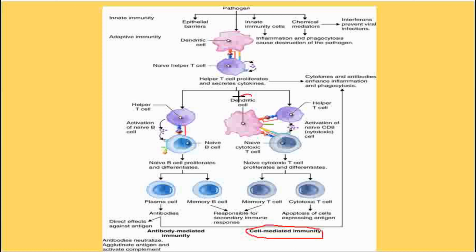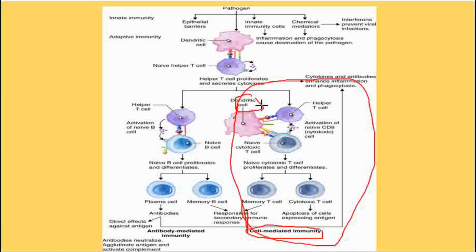See, from this picture, this is also an immune cell, the dendritic cell. From here the antigen is presented to the TH cell and the TC cell. The naive cytotoxic T cell proliferates and differentiates into memory T cell and cytotoxic T cell. From there, the cytotoxic T cell carries out the apoptosis of cells expressing antigen. So this is cell mediated immunity, and this is a different one, which is antibody mediated immunity.